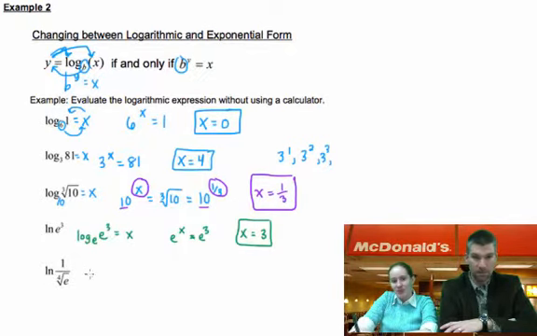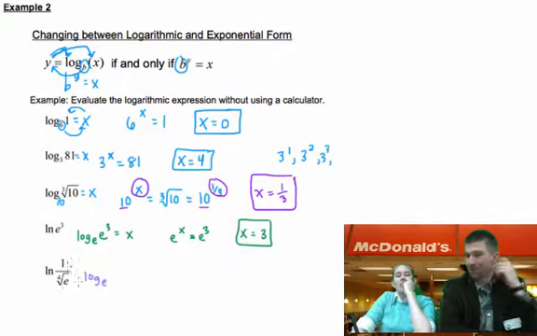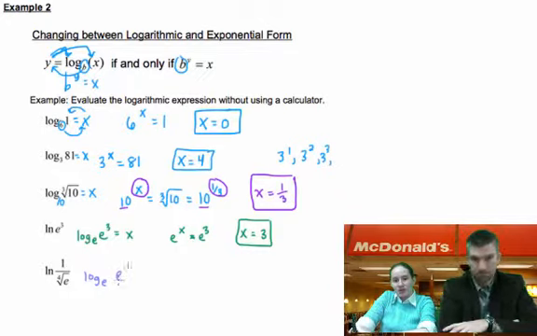Okay, so this is log base e. What if we mess with this? Can we mess with that? Let's make it negative 1/4. Okay. So you're saying it's e to the negative 1/4, right? Yes, that's what I said.